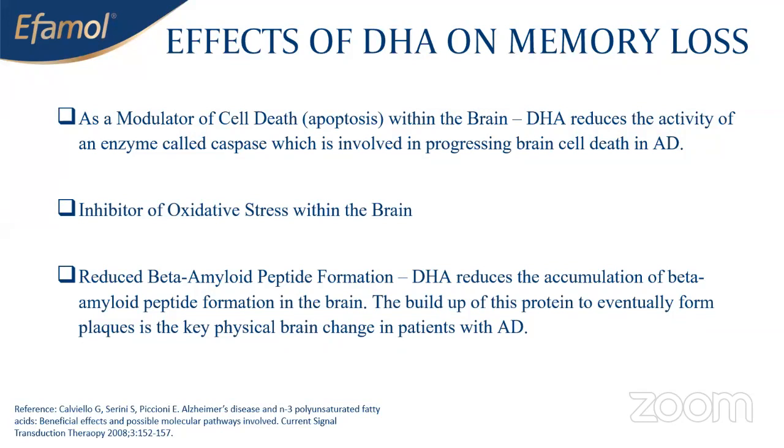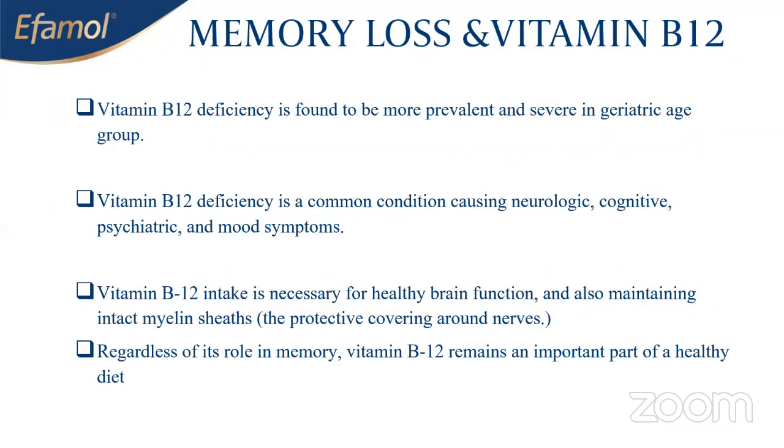This is an enzyme that is involved in progressing brain cell death in people with Alzheimer's disease. This is one of the major importances of DHA in supporting people with dementia or memory loss. If you remember in one of Dr. Adebayo's slides, he mentioned amyloid peptide formation, where fragments clog around the brain neurons. This is reduced through DHA. DHA reduces that accumulation, which also helps to slow down the progression of somebody coming down with dementia.